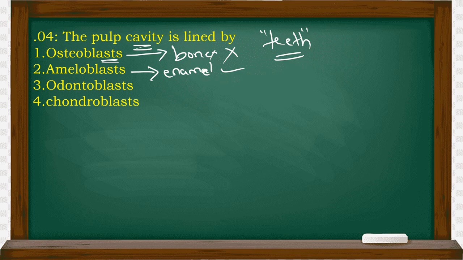And the option number 4, which says chondroblast, these are the ones that are present in the cartilage. So the remaining option is odontoblast, which are present in the pulp cavity of the teeth.